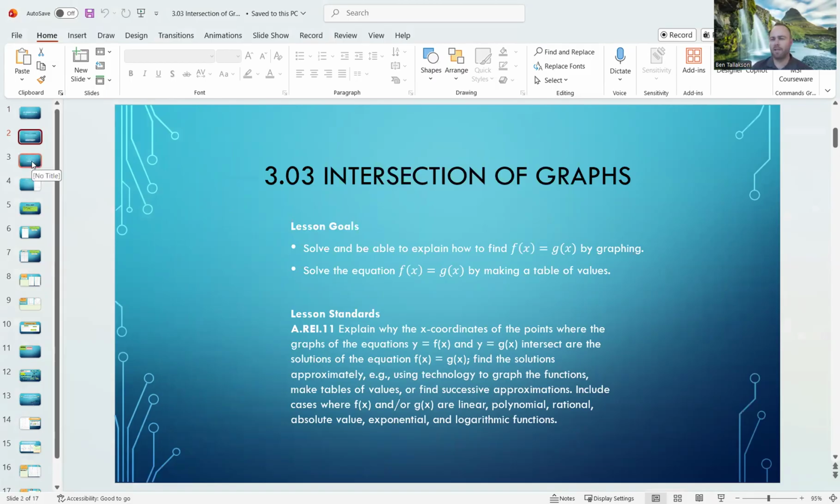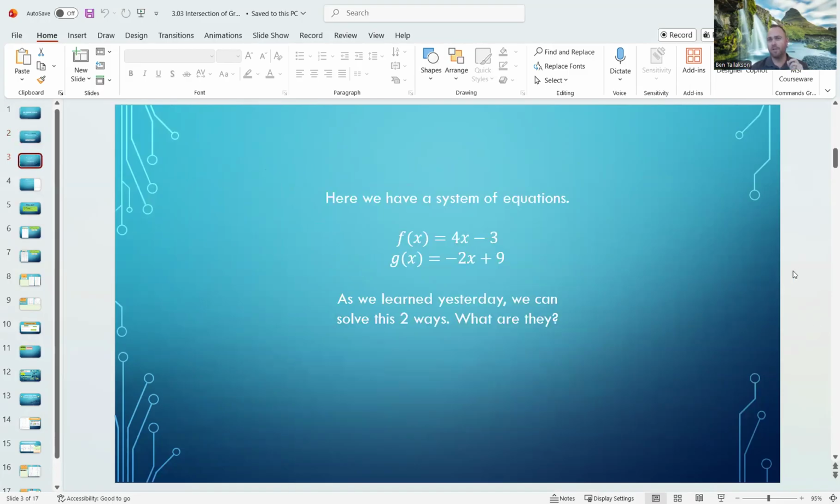So what does f of x equals g of x actually mean? Think back to our last lesson. It's where the two functions equal each other, right? So that would be where the solutions are, but not just solutions to the system, or system of functions, but it is a system.